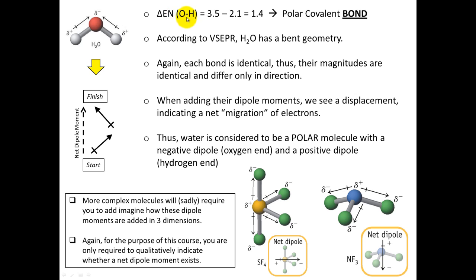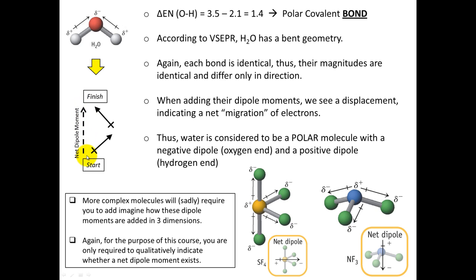Again, we do our delta EN calculations for the OH bond, which is the only type of bond I see over here. 3.5 minus 2.1 gives you 1.4, which is definitely in the polar covalent range. As such, there's a charge separation where the electrons are migrating from the hydrogen towards the oxygen in this direction. Again, each bond is identical, thus their magnitudes are identical as well, and differ only in their direction. And so when we do add their dipole moments, we see a displacement indicating a net migration of electrons. So here I've taken the left dipole and added it head to tail to the right dipole over here, and I have a net dipole moment towards the oxygen in this direction.